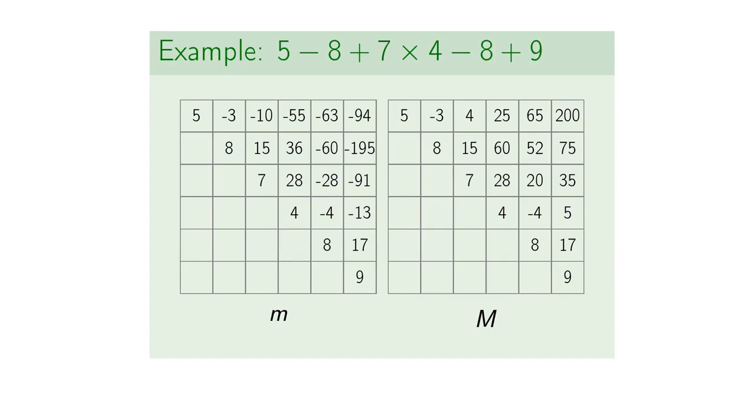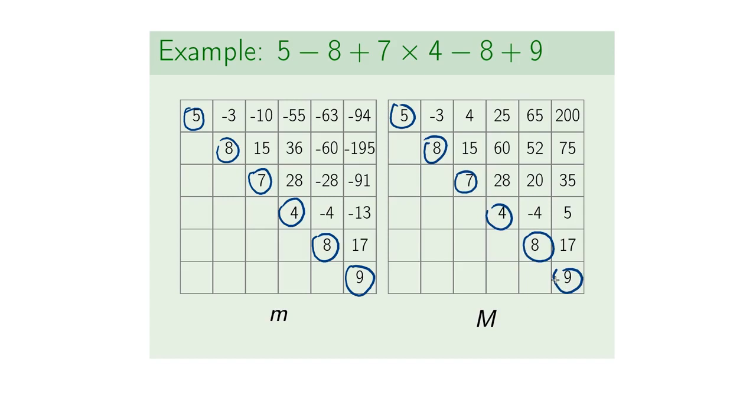This slide shows an example of how tables m and capital M look if we run our algorithm on our toy example, namely the expression 5 minus 8 plus 7 times 4 minus 8 plus 9. Let's just go through this example step by step. So we start by filling in the values on the main diagonal in both matrices. So this is 5, this is 8, this is 7, this is 4, 8, 9. This corresponds to sub-expressions consisting of just one digit, so there is nothing to maximize or minimize. We do the same for the capital M matrix.